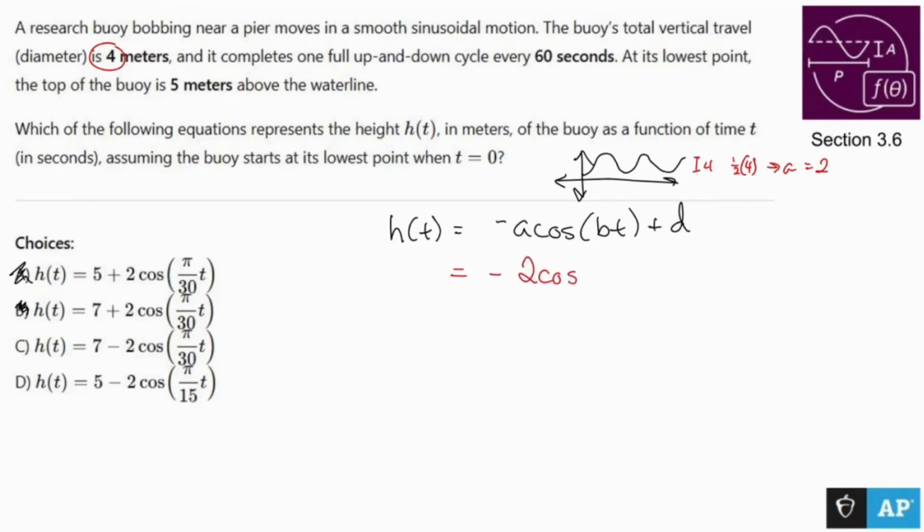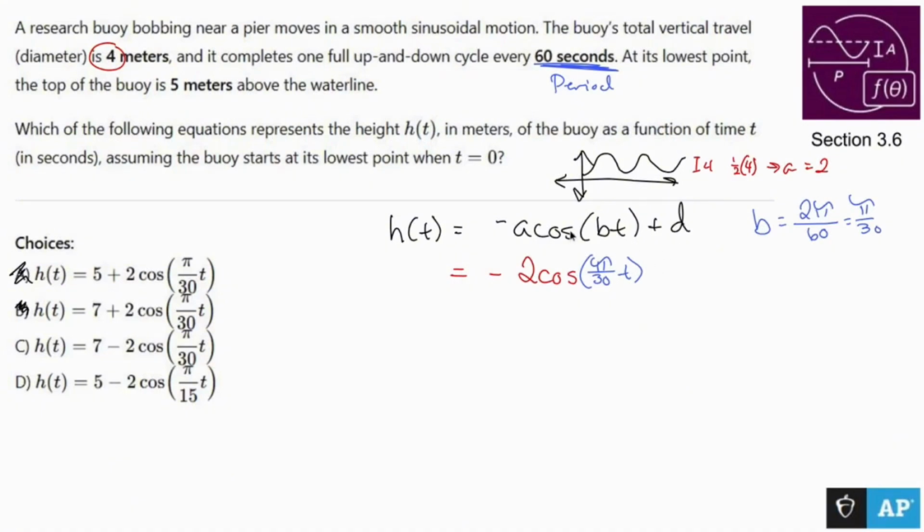Now b comes from frequency, and the frequency is 2 pi over the period. So what do we know about it? Well, it completes one full up and down cycle every 60 seconds, which means the period is 60 seconds. So b is going to be 2 pi over the period, which is 60, which simplifies to pi over 30. So b is pi over 30, and then we'll attach t to it.